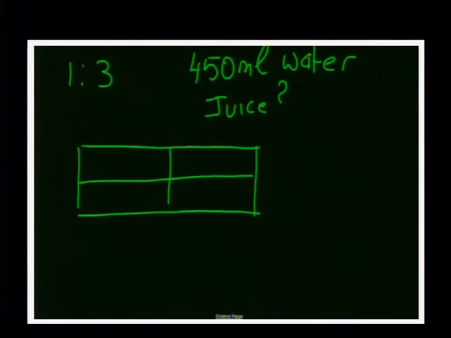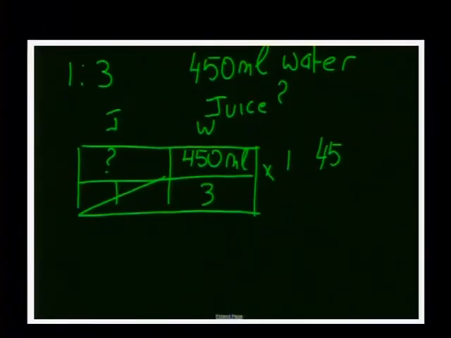Right, my given, 1 to 3. Hasn't changed. This is my juice and that is my water. But what have I been given now? I've been given my water, 450 moles. And how much juice do I need? Whatever's below my question mark, I cross out and multiply on the other side. Multiplying by 1 doesn't really change anything. So what I actually have is 450 moles divided by 3.